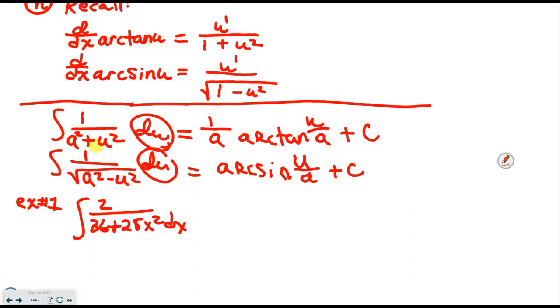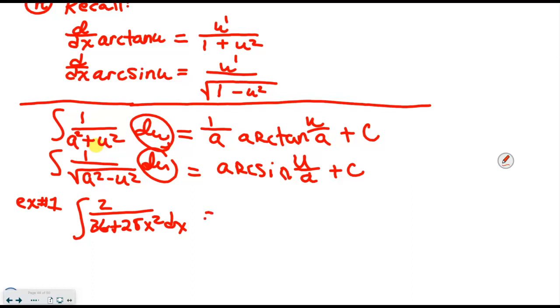This looks very, what I would call, arctan. What is it about it that makes it look very arctan? I know that's not a word. But I have a squared number, I have a plus, it's very squarish down here. It doesn't have a root, it has a plus. To me, this looks very arctan. Wouldn't you agree? So what you need to do is identify your A, your U, and your DU. You have to be very careful.